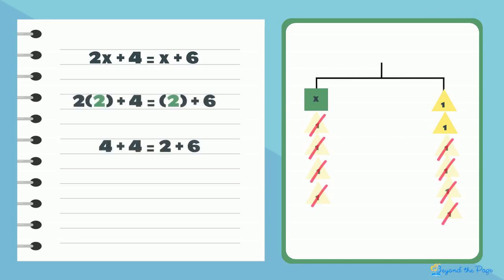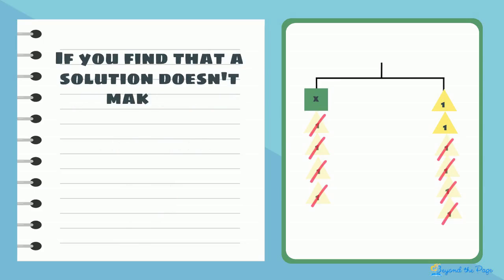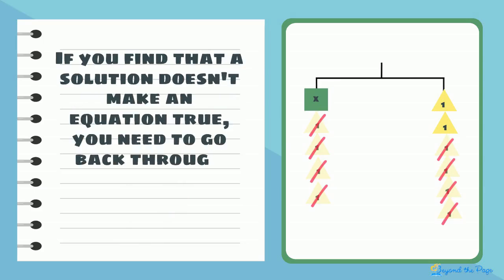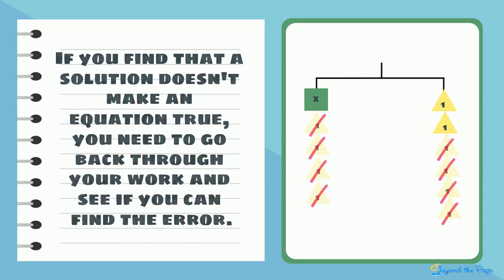equation true. When you check your solution, you'll know it's correct if both sides of the equation end up with an equal value. This shows that the equation is true. If you find that a solution doesn't make an equation true, you need to go back through your work and see if you can find the error.